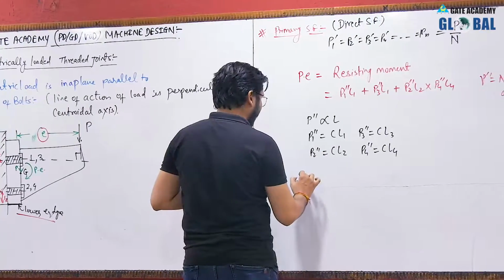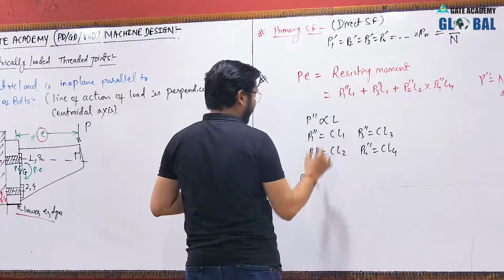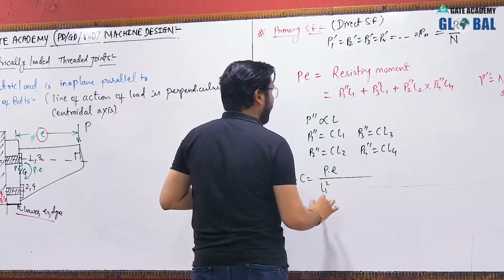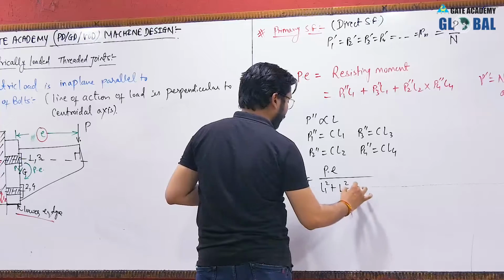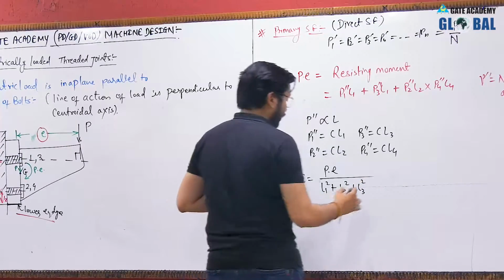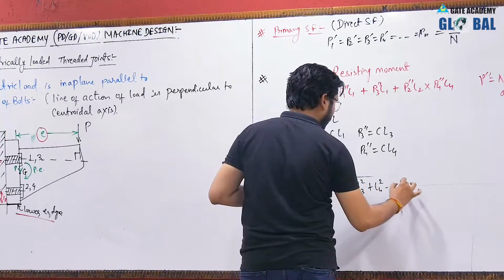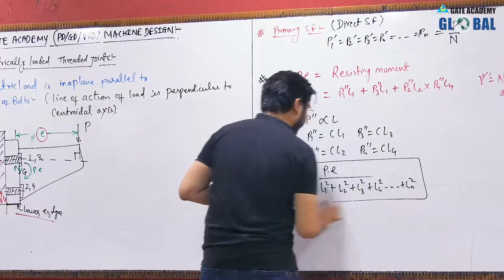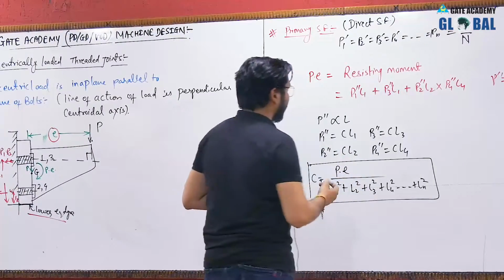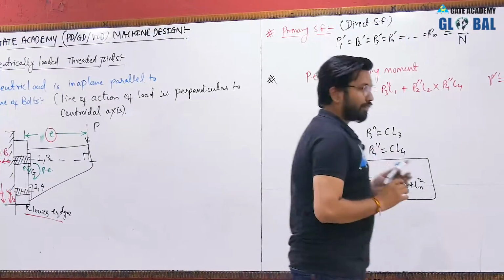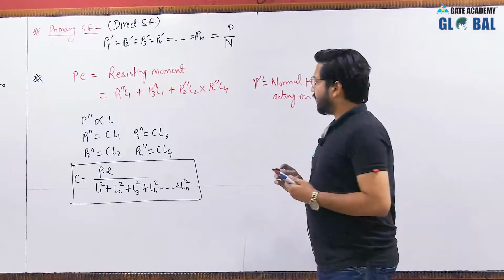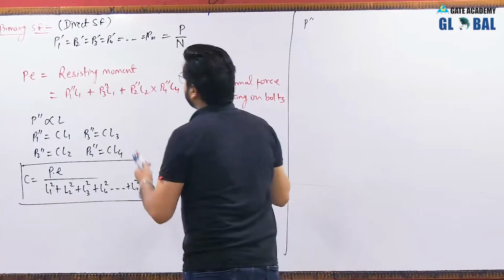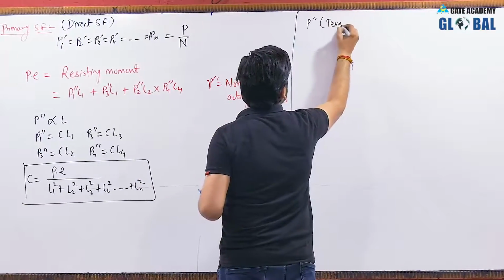So from here we can write the value of C, after taking common, as equal to P into E divided by L1 square plus L2 square plus L3 square plus L4 square, and so on up to Ln square. So this will be the value of C. Now as soon as we get the value of C, we will be able to calculate P1 double dash, P2 double dash, and P3 double dash. So we will be calculating these values, that is the tensile force.